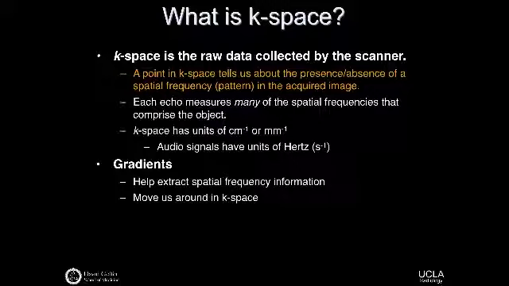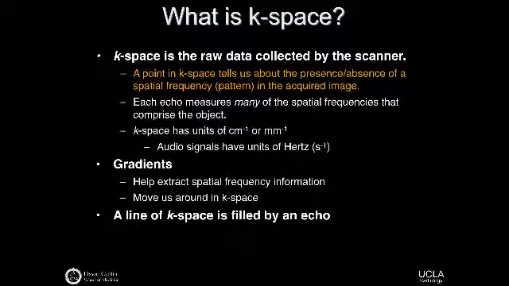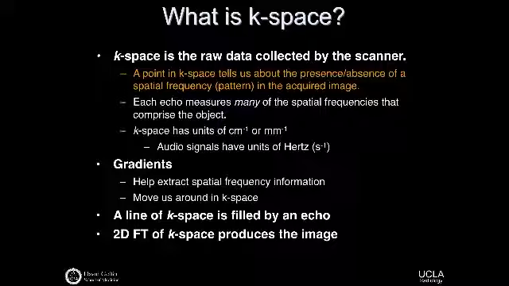The gradients that we keep using and talking about help us extract spatial frequency information. You saw how the phase encoding gradient, for example, moves us around in K-space. And hopefully we remember that a line of K-space is filled by a single echo. We have to generate hundreds of echoes to fill K-space and produce a useful image. And then lastly, taking the 2D Fourier transform of our K-space data helps produce the image. So the mathematical operator you really want to remember is the Fourier transform. Whether or not you know the mathematics behind that is not critical right now.